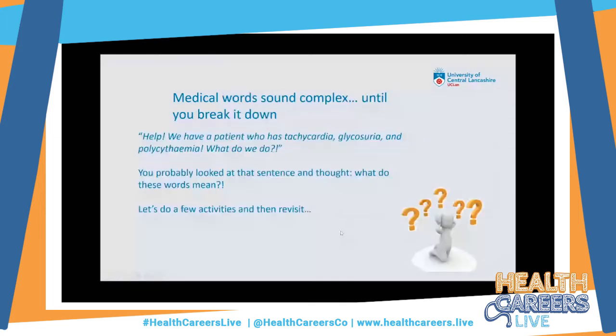So medical words will always sound complex until you break them down. So imagine that you're in clinic and someone comes running down the corridor saying, help, we have a patient who has tachycardia, glycosuria, and polycythemia. What do we do? Some of you may have looked at that sentence and thought, what on earth do any of those words mean? But let's break it down.